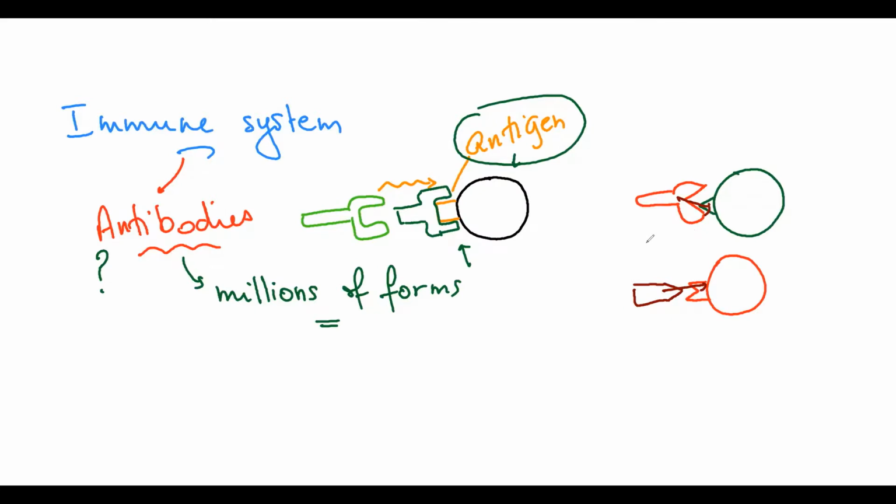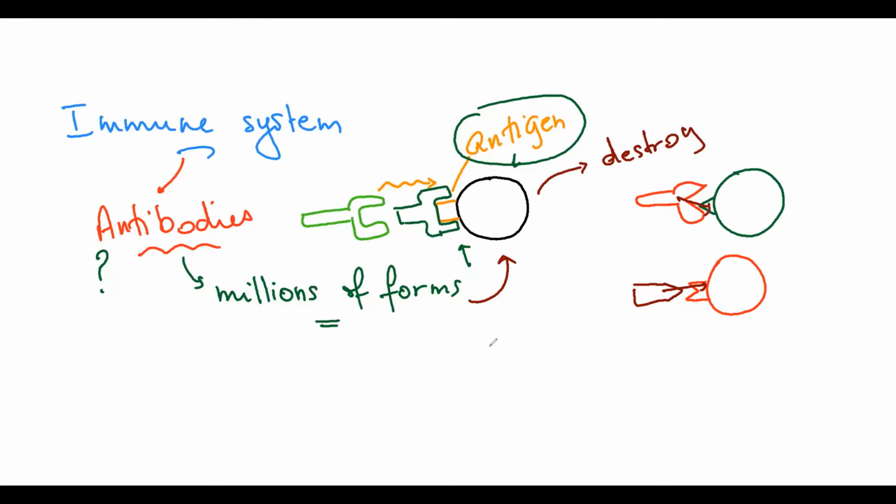And once there is locking of the antibody on the pathogen, so on the antigen, the whole pathogen is going to be destroyed. This is one way of action of the antibodies, by fitting on the pathogen, so this will destroy the pathogen. But there is another way the antibodies act.